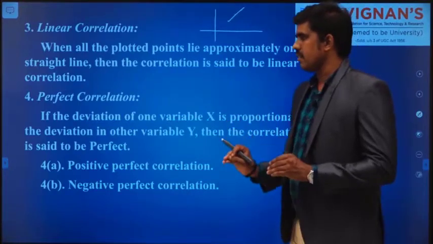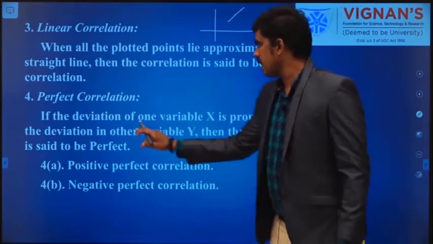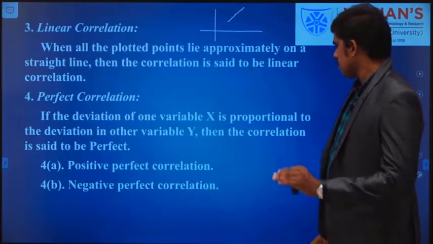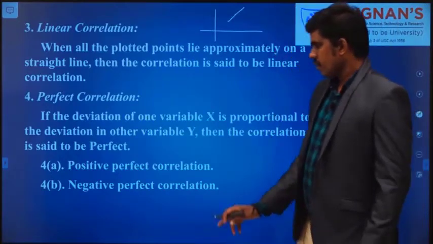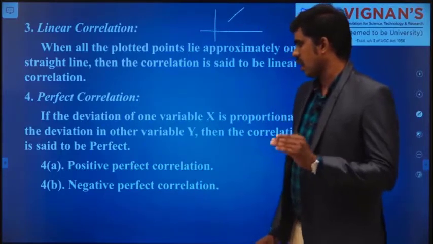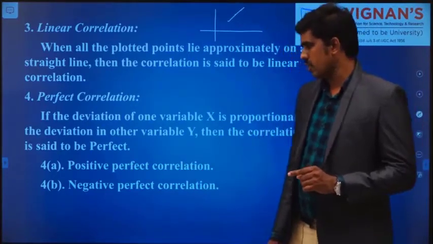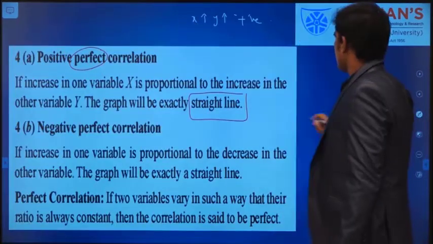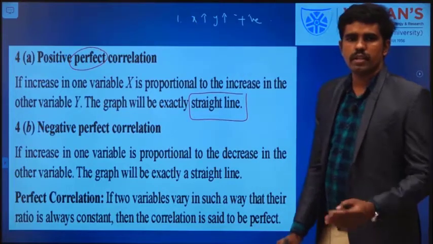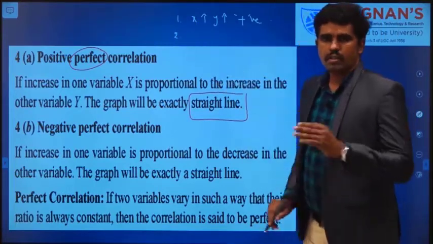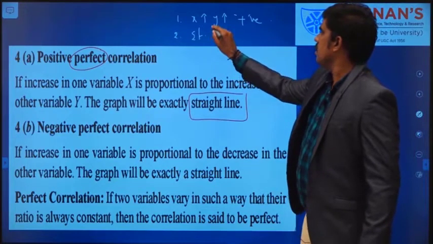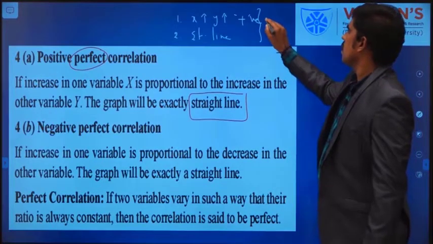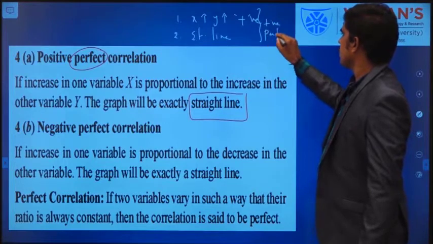Then perfect correlation. We say that a correlation is perfect if the deviation of one variable x is proportional to the deviation in the other variable. What is the meaning of this? I will tell you. There are two types of perfect correlation. One is positive perfect correlation, second one is negative perfect correlation. So there are 2 points. If x is increasing, y also increasing means positive. If we plot all the points and you get a straight line, then we say that the corresponding relation is positive perfect correlation.